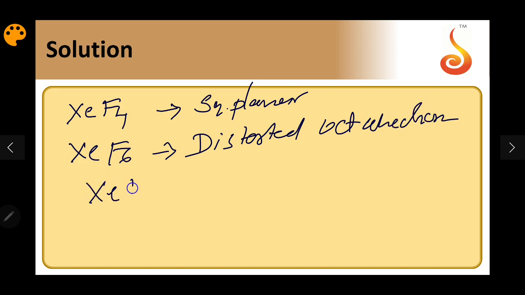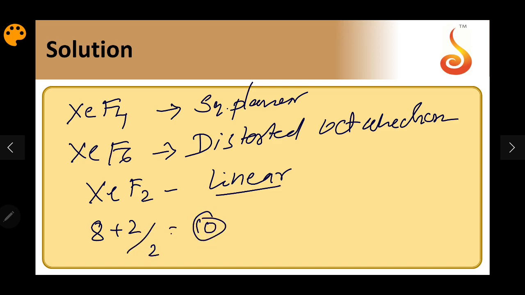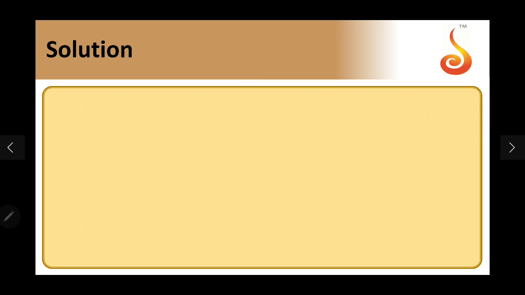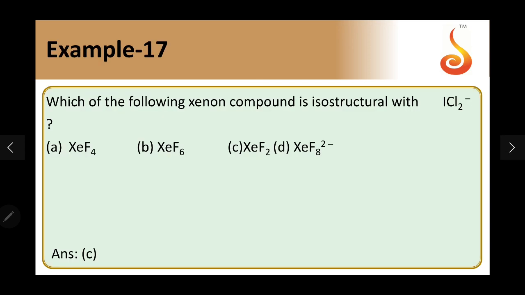and XeF2 is linear. So if I take this, 8 is the number of electrons in xenon, plus 2 monovalent atoms, no charge, divided by 2, it is 10 by 2. So it is 5, meaning this is also sp3d. So sp3d with 2 bond pairs and 3 lone pairs, it has to be linear like ICl2 minus. So it is isostructural with ICl2 minus. So the answer should be XeF2. Answer C.